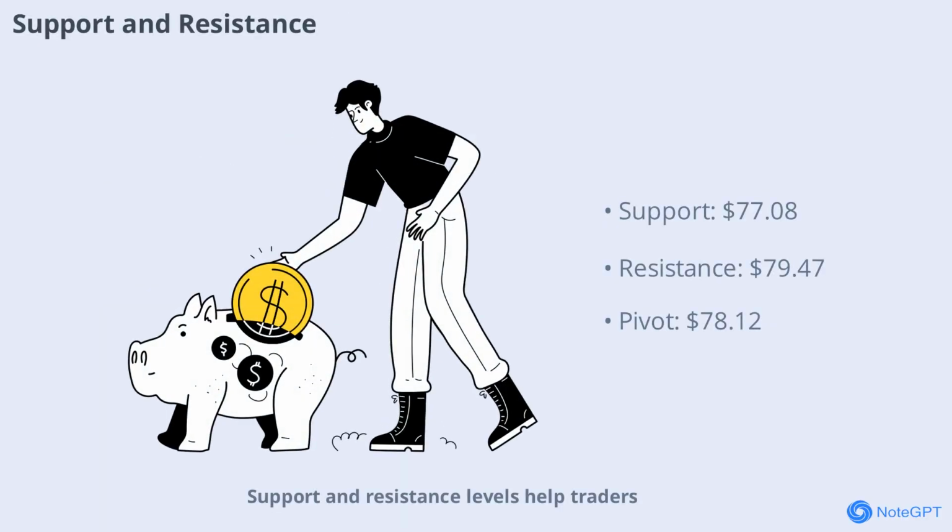Next, let's discuss support and resistance levels. Support and resistance levels help traders identify potential entry and exit points. For CSCO, the nearest support is at $77.08, while resistance is at $79.47. The pivot point, a key reference, is at $78.12. With the current price just above the pivot and close to resistance, the stock may face some selling pressure if it approaches $79.47. However, holding above support at $77.08 would be a positive sign.